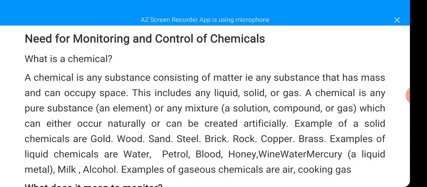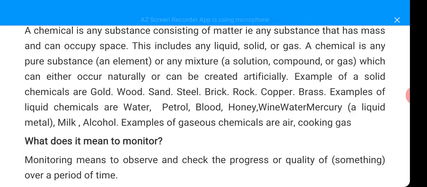Now let's look at examples of chemicals that are solid. Examples of solid chemicals are gold, wood, sand, steel, brick, metal, rock, copper, brass. Examples of liquid chemicals are water, petrol, blood, honey, wine, mercury, milk. They are all liquid chemicals. Examples of gaseous chemicals are here: cooking gas.